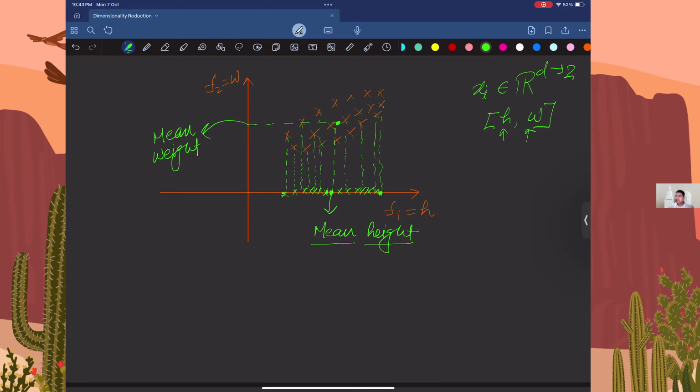Similarly, when I project these points on my y-axis, I will get all the points here, here, here, and like that. Then if I take the extreme points and calculate the mean, I will get a mean weight somewhere around here. So that's why this is a mean vector. This point will be my mean vector, or I can also say this is my central vector.